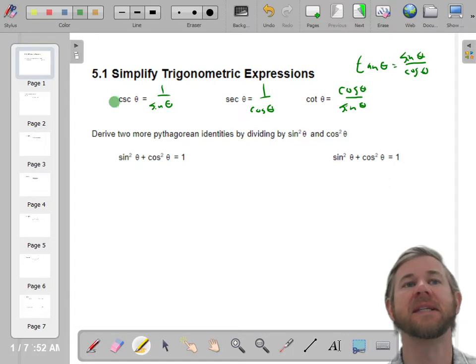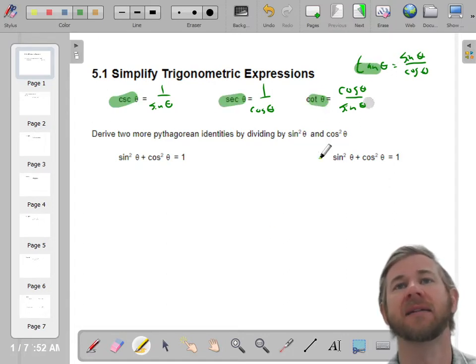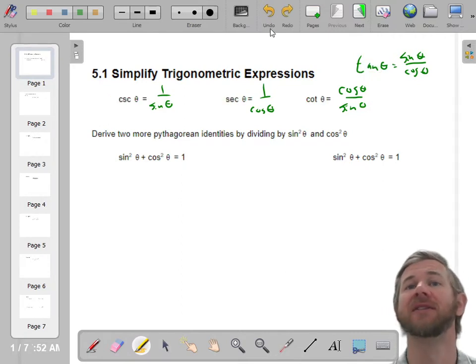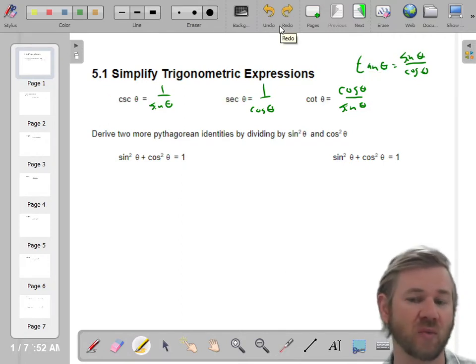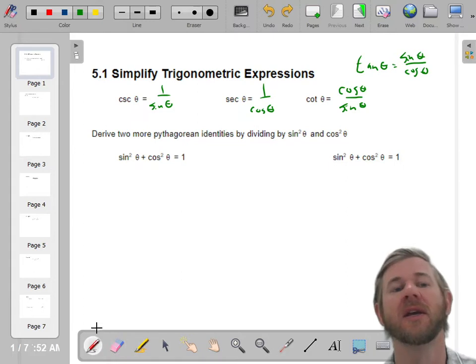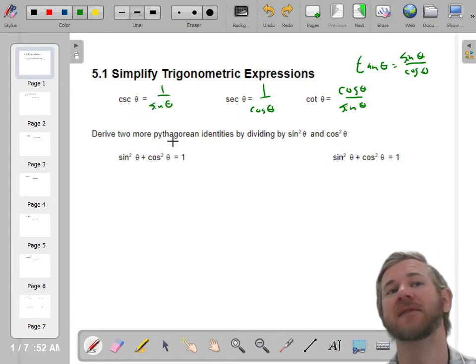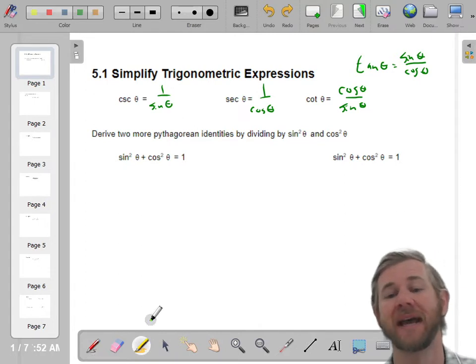So if you ever see a trig function that is not sine or cosine, your first strategy could be to convert everything into sine and cosine. If you work in just sine and cosine, oftentimes you will be very successful. The other thing that you're going to see quite a bit of is these Pythagorean identities. So you need to have these memorized.